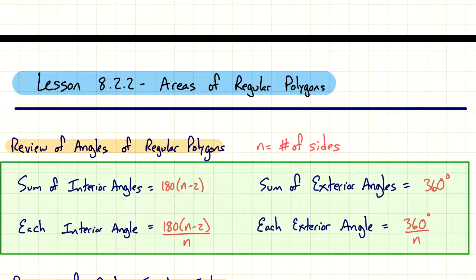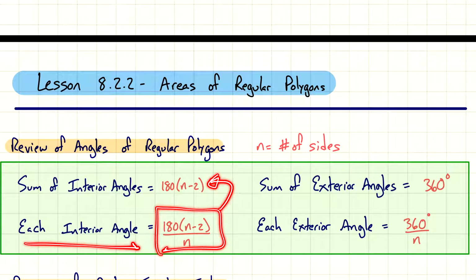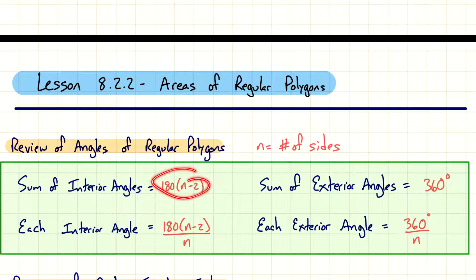If we just want to know what one of them is, each interior angle, then we could just take that same formula and divide it by n, which is where this second formula comes from. So if you know how to find one interior angle using this formula, then you should know how to find all of them, because you'll notice the top is the same.